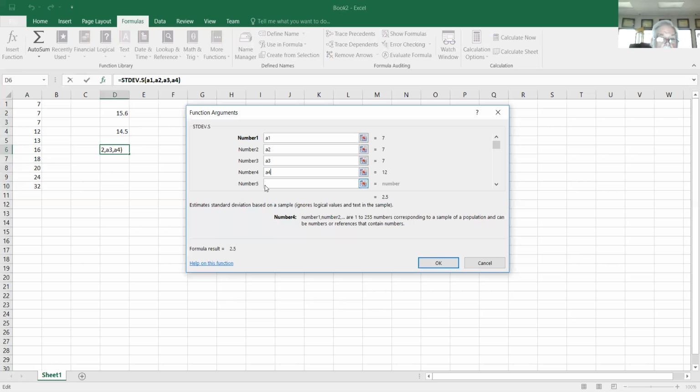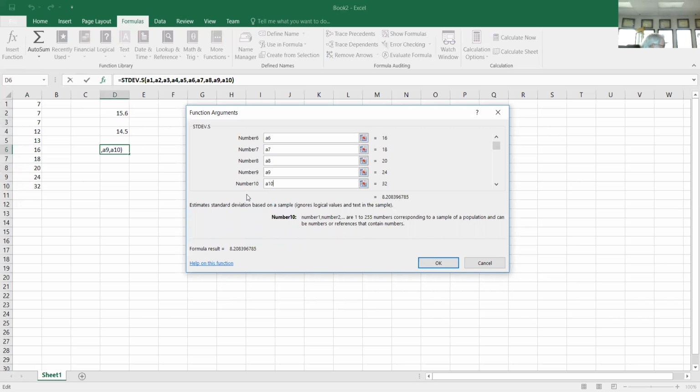A4, A5, Okay. A6, A7, A8, and we can keep on adding as many as we need. A9 and A10. Now, note that we could also just put in values.